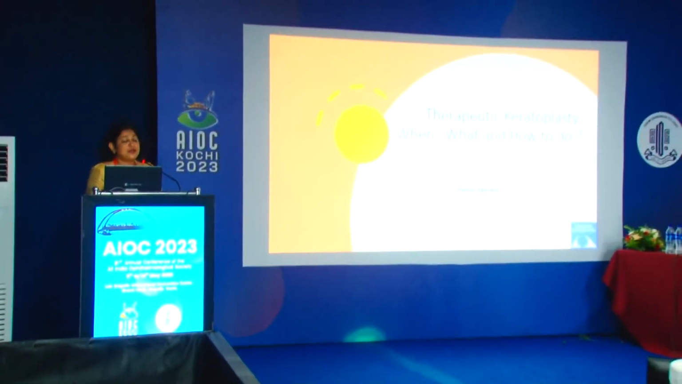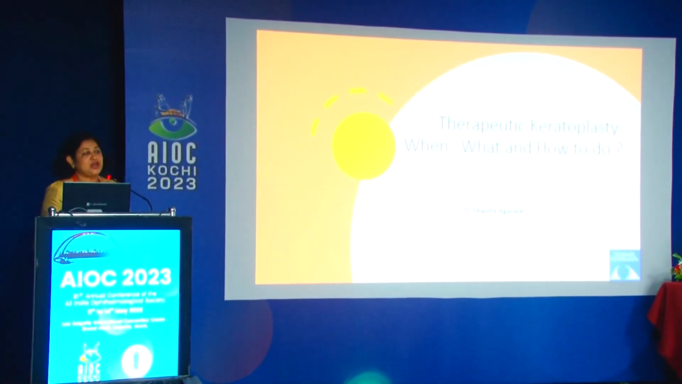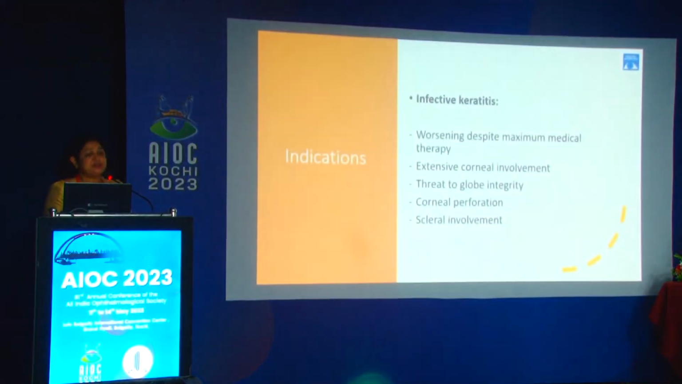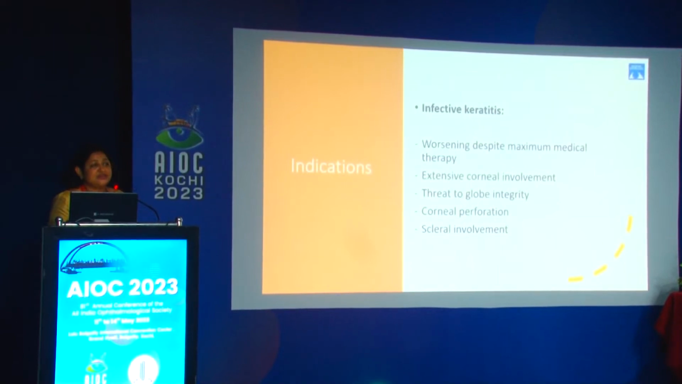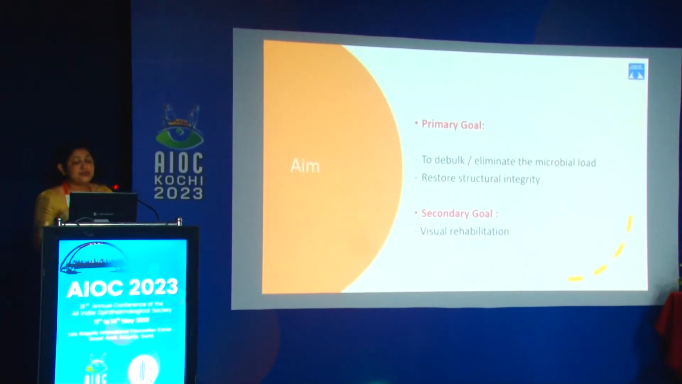And coming to the last talk of this IC, therapeutic keratoplasty: when, what, and how to do. Well, we all know that TPK is usually done in patients with infective keratitis, in cases where there is worsening despite maximum medical therapy, where there is extensive corneal involvement, a threat to global integrity, or corneal perforation, or the patient is presenting to you with a scleral involvement. The primary goal is to debulk or eliminate the microbial load to restore the structural integrity. Secondary would be visual rehabilitation.